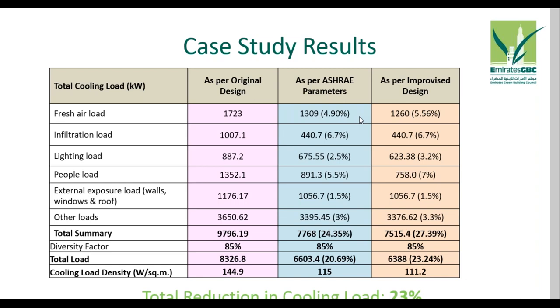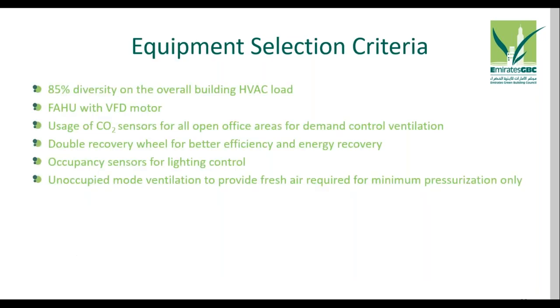On thumb rule parameters, it's a density parameter. 145 watt per square meter was the original design, and the improvised design was established at almost 111 watt per square meter. This, as part of ASHRAE 90.1, we talk about the EER established as per various guidelines.